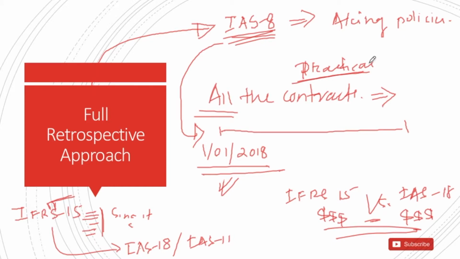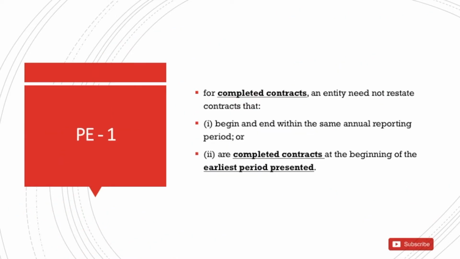So we will discuss all the practical expedients in this video right now. Now, there were four practical expedients in total in respect of when we apply a full retrospective approach. So let's discuss the first practical expedient, that is, for completed contracts, an entity need not restate the contracts.